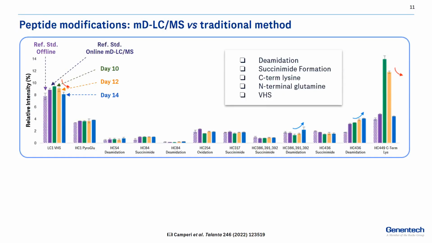To test that the overall system is working as expected, we analyzed the standard mAb and various PTMs were measured by peptide mapping, such as deamidation or succinimide formation. Here, we are reporting the data obtained for days 10, 12, and 14, and each sample was analyzed in triplicate and compared to the reference data, analyzed with the standard offline peptide mapping method.